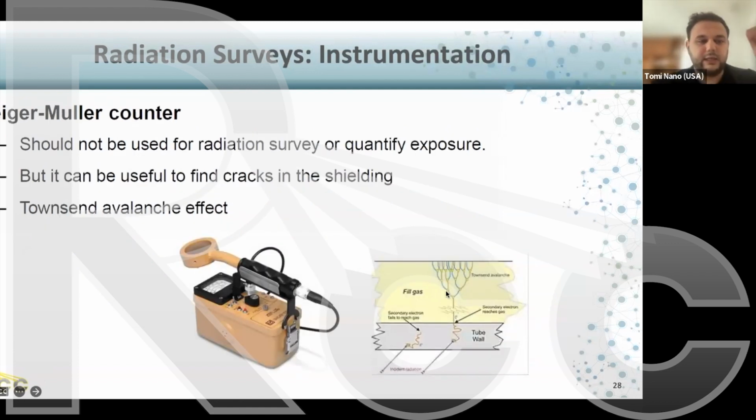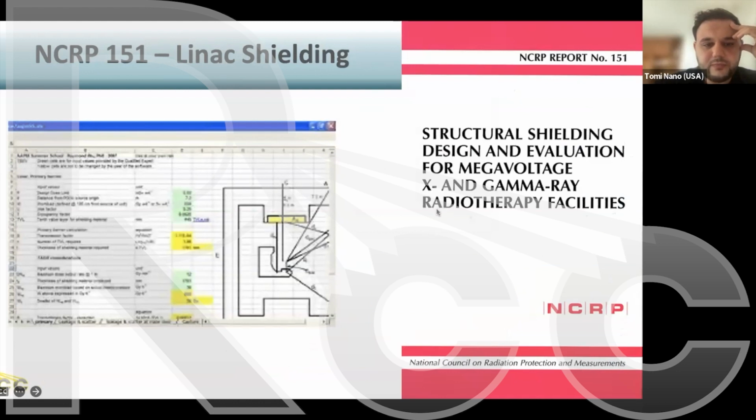And then lastly, a Geiger-Muller counter. It's not specific to the type of radiation, but it is used to track down if there are any cracks or any leaks. This is a very sensitive device that can help find any sort of structural cracks in the wall or in the shielding.